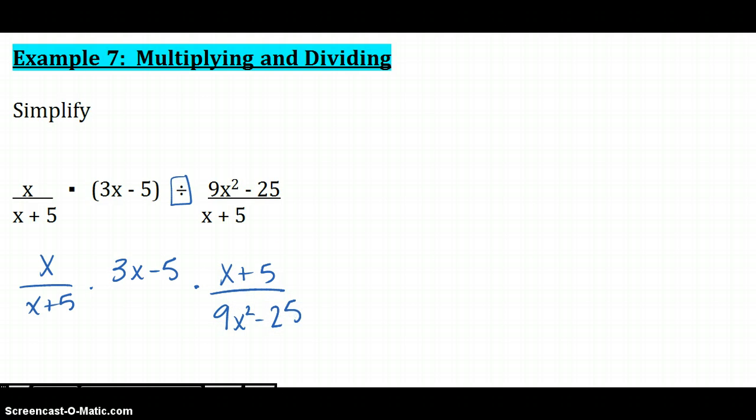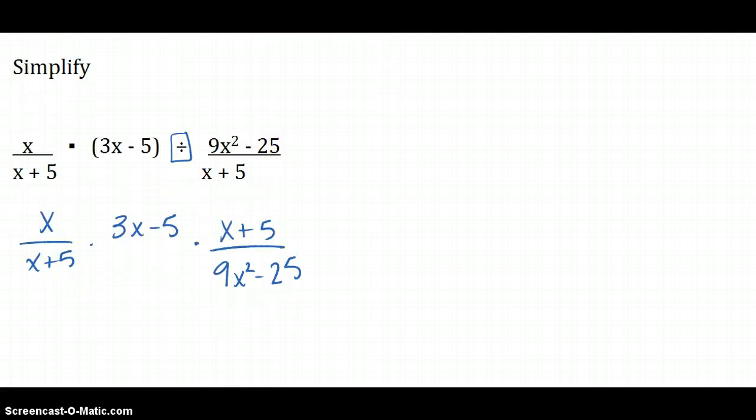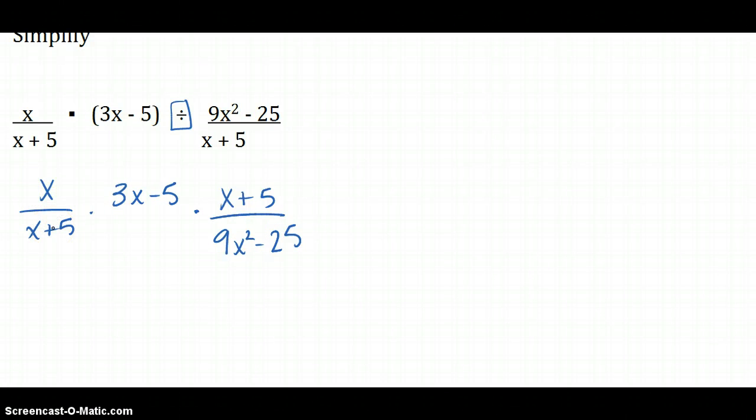And now let's look to see what we can factor. This first fraction, nothing you can factor. The second one, you can't factor that. You can't factor x plus 5. You can factor this, because 9 is a perfect square. 25 is also a perfect square. There's subtraction, so that is the difference of two squares. So everything else stays the same.